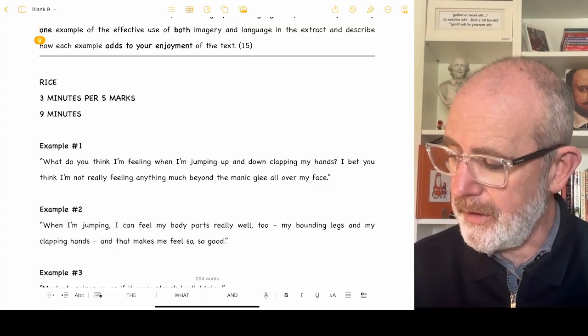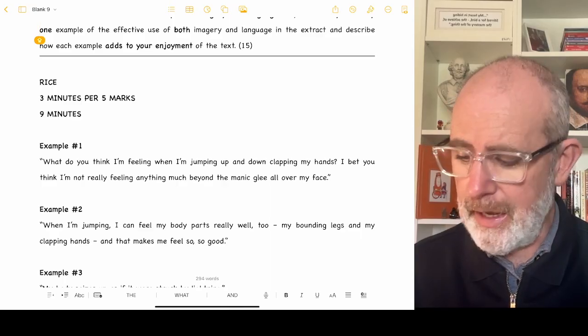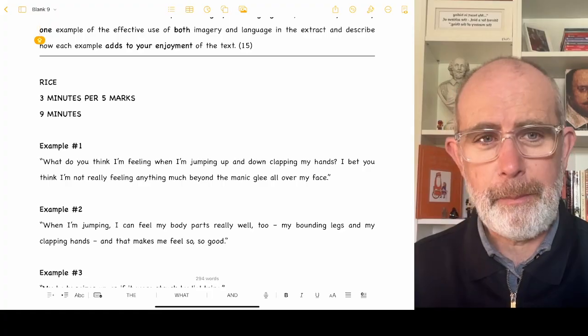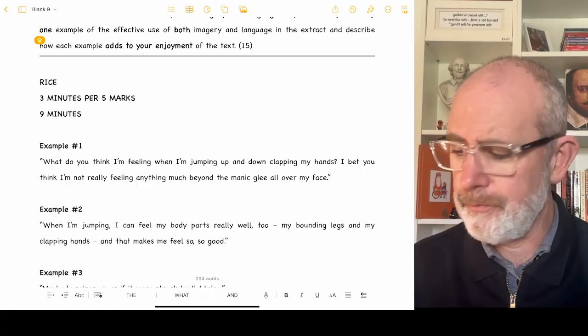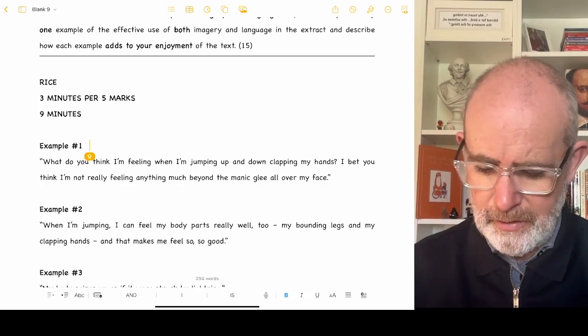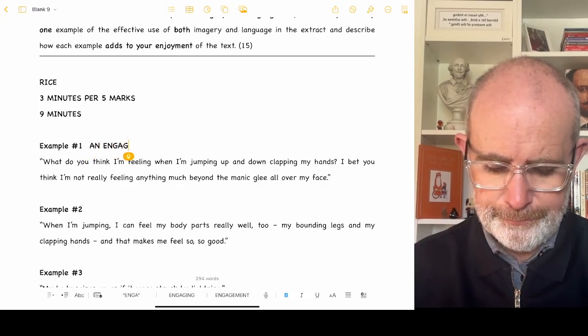What do you think I'm feeling when I'm jumping up and down, clapping my hands? I bet you think I'm not really feeling anything much beyond the manic glee all over my face. Now, the point there is that the writer has constructed an engaging opening.